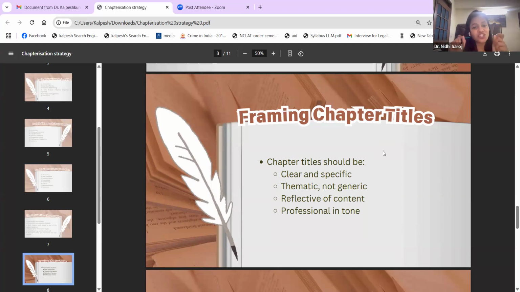So in fact, the research title also that you are choosing should make sense and it should be connected to your research, your thesis title. It should be very clear and specific. Do not keep it too broad and too narrow. Too narrow also is not suggested, because then you will not be able to include many things. It should be thematic and non-generic. When I say thematic, it should be connected to the theme, it should be connected to the research, it should reflect what you are going to talk about.